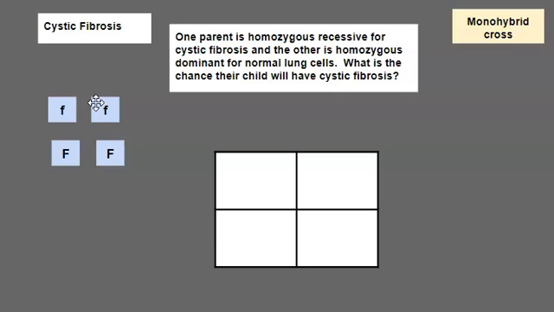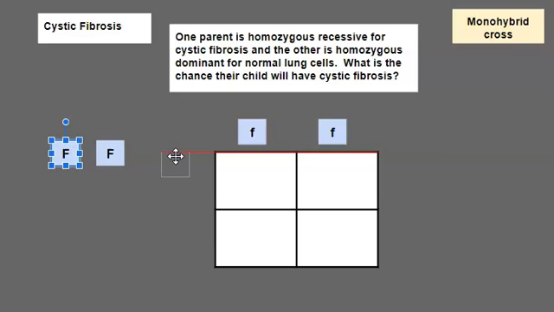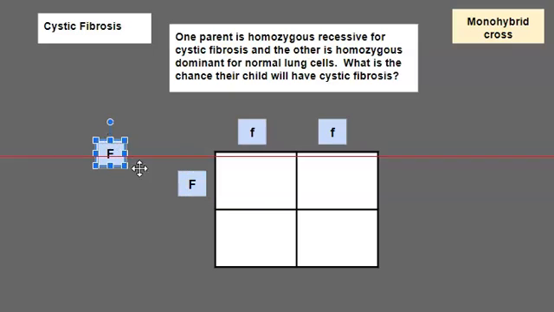So this is a recessive condition, and we're told that one parent is homozygous recessive for cystic fibrosis, and the other is homozygous dominant for normal lung cells. We don't really know which parent is which here, so it doesn't matter. We're going to move little f over here. This would be our homozygous recessive. In this case, we're making it the father who has cystic fibrosis because it's at the top. And we'll say the mother is homozygous dominant, meaning she has normal lung cells.